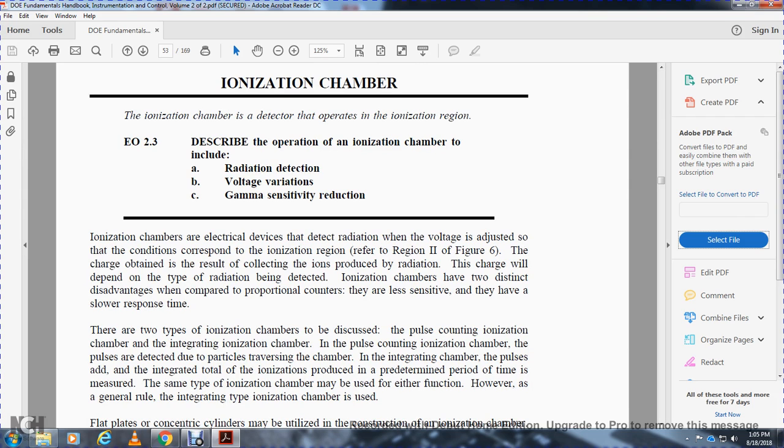Ionization chamber. The ionization chamber is an electrical device for detecting radiation, with the voltage adjusted to the condition corresponding to the ionization region, region 2 of figure 6. The charge obtained is the result of collecting the ions produced by the radiation. The charge will depend on the type of radiation being detected. There are two distinct disadvantages compared with proportional counters: they are less sensitive and they have a slower response time.